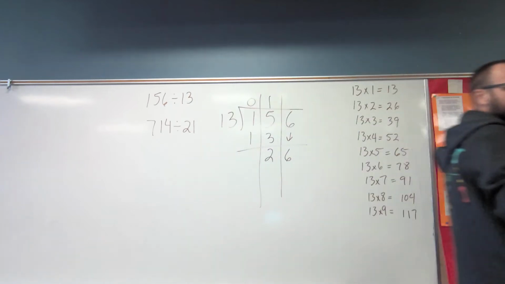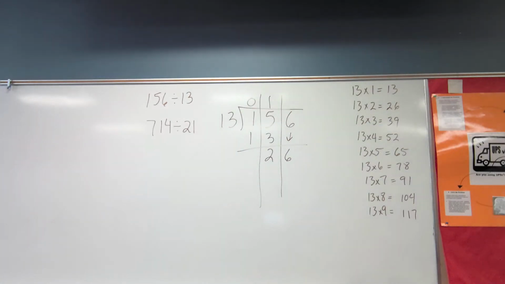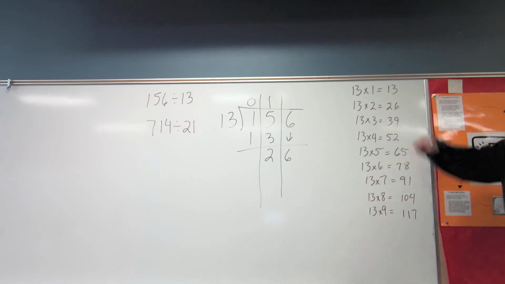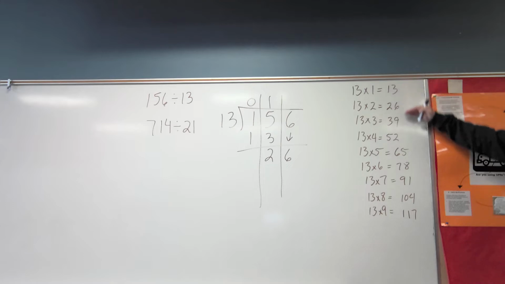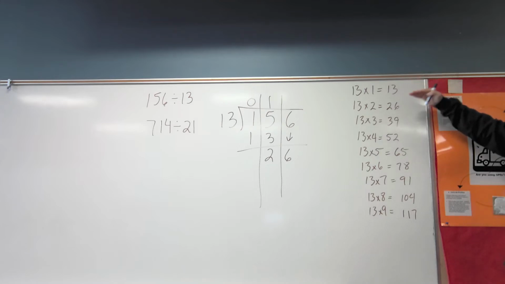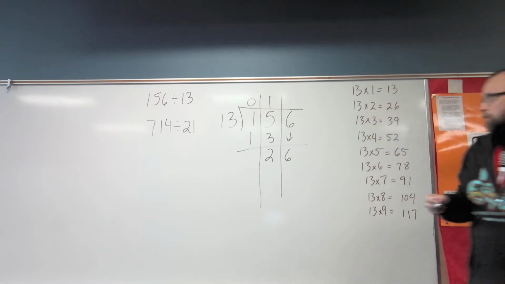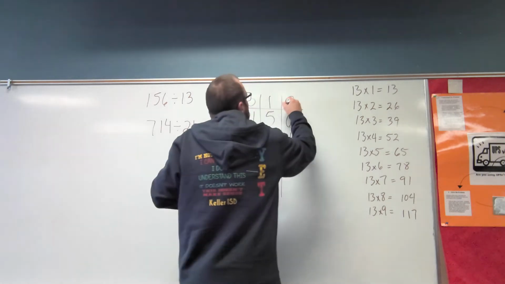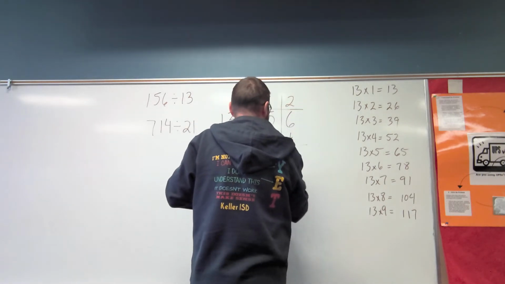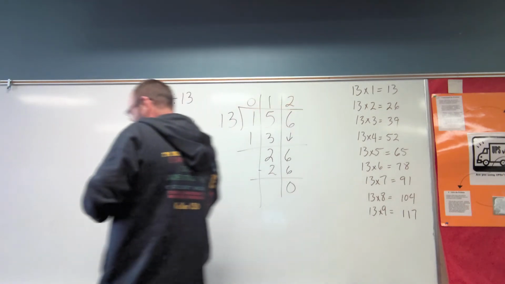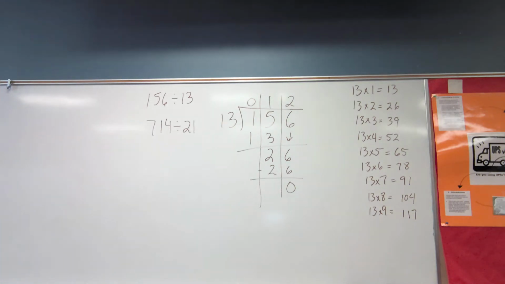So this is really an easy problem. Because now I've subtracted and brought down, I have 26. I go back over here, I look at my multiples, and I have 13, 26. 26 is as close as I can get to 26 without going over. 13 times 2 is 26. So 2, 26, subtract, 0. Easy peasy.